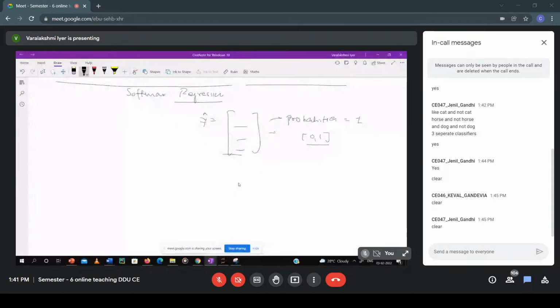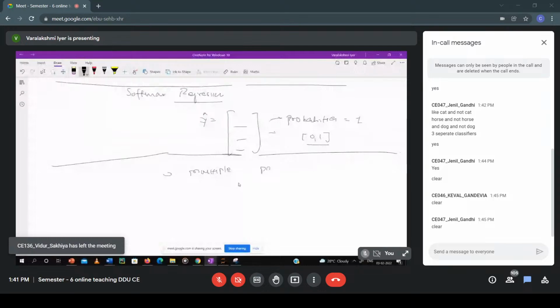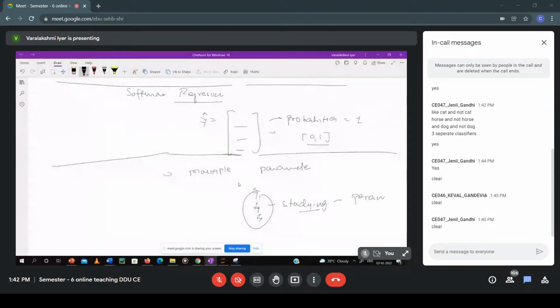All right. Now in this case, there will be multiple parameters that we have to learn. Since we are getting three outputs, in each case we will be learning multiple parameter values.